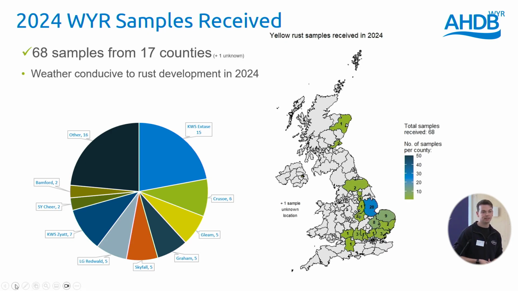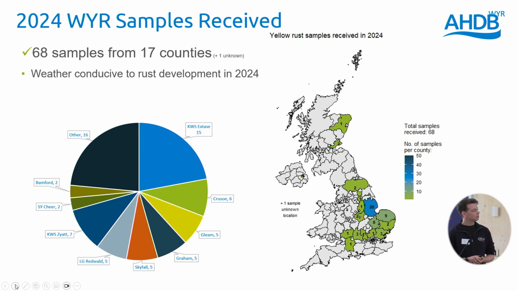So now for wheat yellow rust for 2024. We received 68 samples in 2024 from 17 different counties, and we also had one unknown county. The weather was quite conducive for rust this year. We had a nice mild winter, followed by quite a wet spring, so machinery was struggling to get onto the fields to give the fungicide applications that were needed to prevent some of the rust.